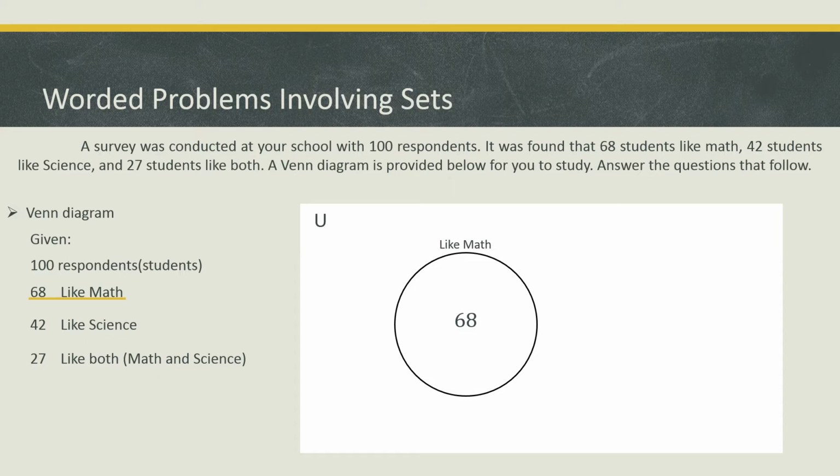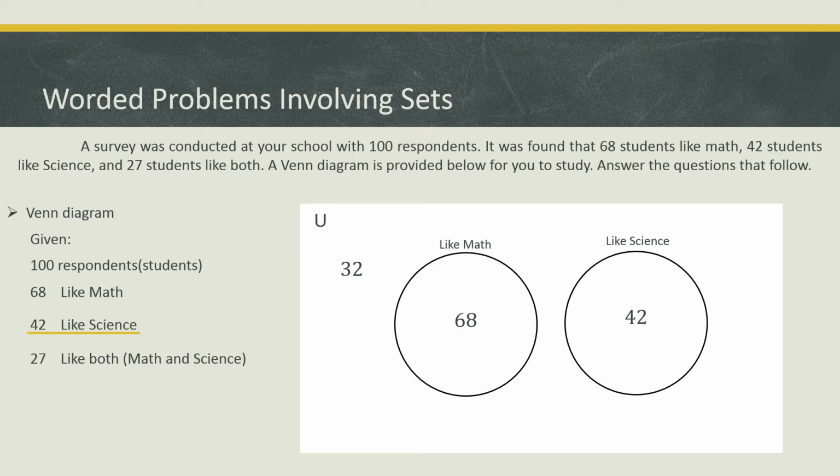Got it. So we no longer have 100 in the circle because we have 68. But we still put 32 outside to make it 100 in total. Always remember that the total inside the rectangle is 100. Next, 42 like science, so we draw another circle with 42.